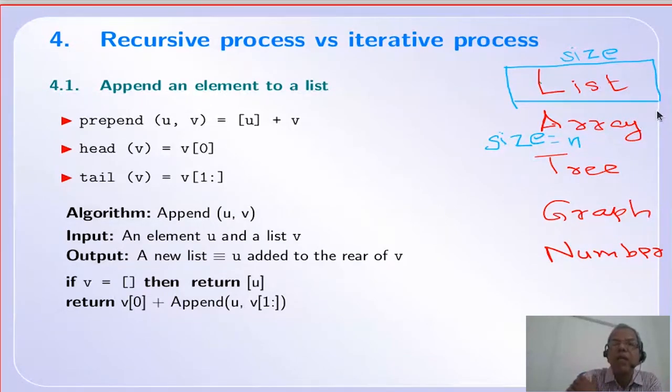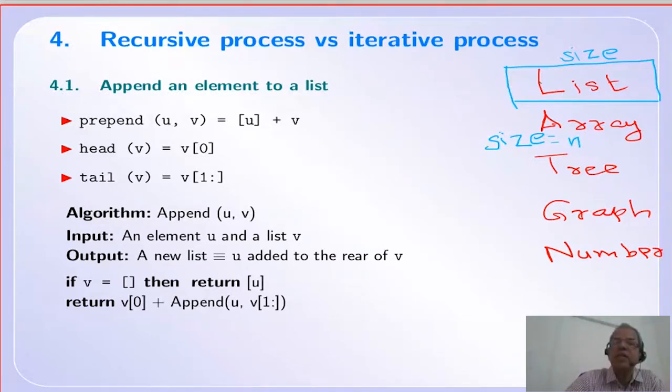What is called a list in Python? Is it a list or an array? It's a list, sir. It is a list because the size can be varying.